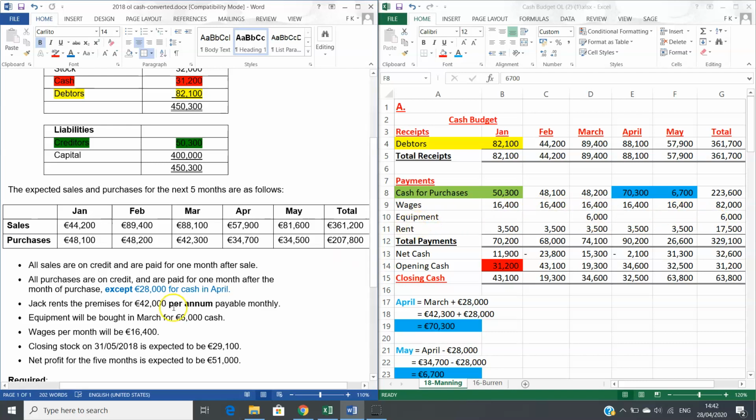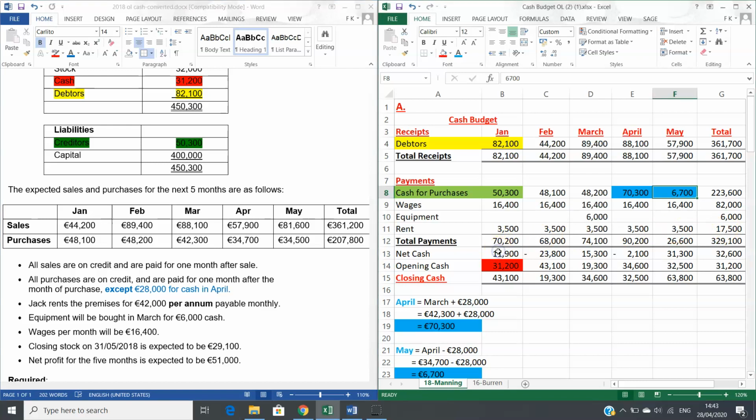Rent. Jack rents the premises for 42,000 per annum. Per annum means per year, payable monthly. So it's 42,000 for the year, payable monthly. There's 12 months in a year. 42,000 divided by 12 gives me 3,500. So each month 3,500. Then total it up.